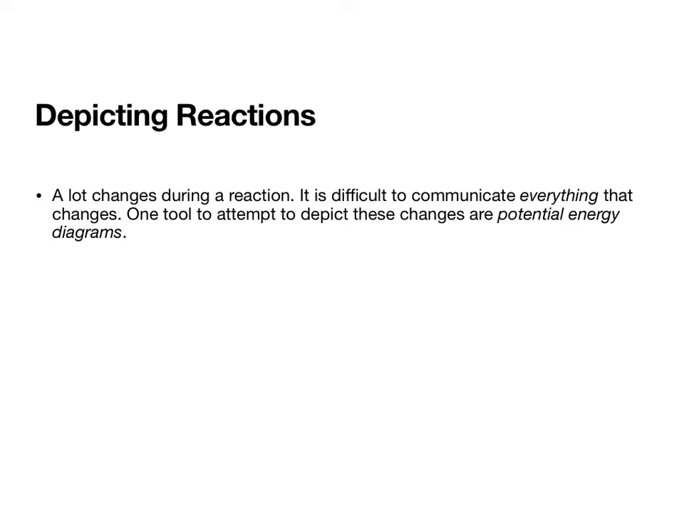Okay, so a lot changes during a reaction. We were talking about this in the last video. The bond lengths, the bond angles, the types of bonds, the chemicals themselves. And so it really gets difficult to concisely communicate everything that changes. So to do this, we start to use a tool known as potential energy diagrams. And this is a picture and an attempt at trying to communicate what is happening in a reaction.